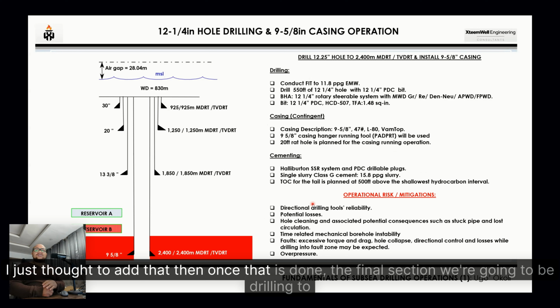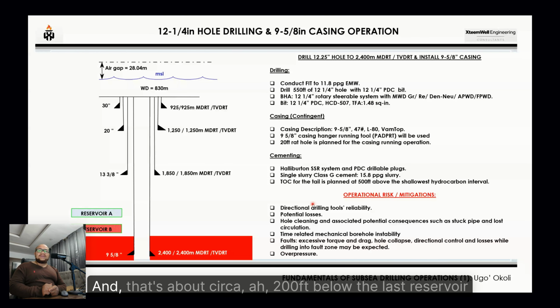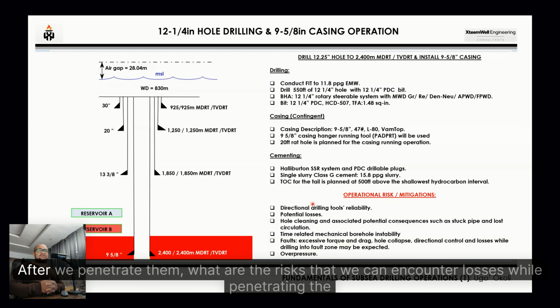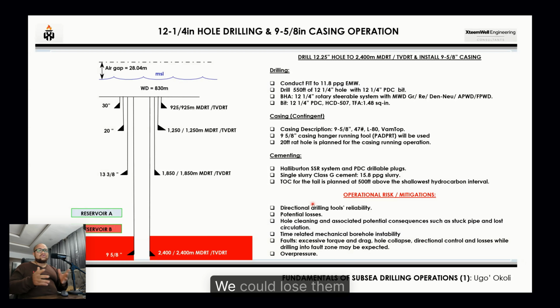Then once that is done, the final section we're going to be drilling to 2400, and that's about circa 200 feet below the last reservoir. The plan is to have a logging sump so that we can evaluate the two sands after we penetrate them. What are the risks that we can encounter? Losses while penetrating the reservoirs. The tools could fail.